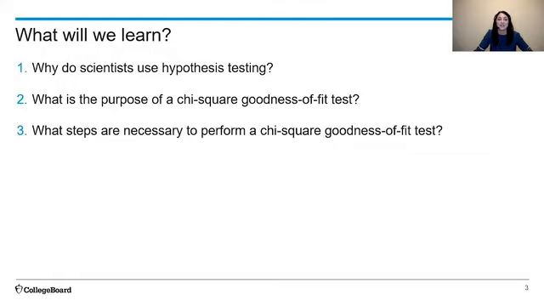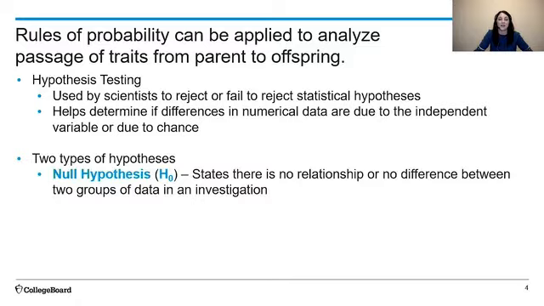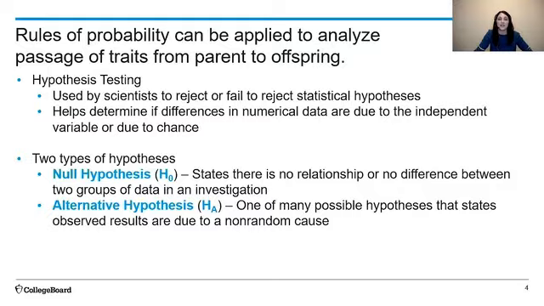All right, so hypothesis testing is used by scientists to reject or fail to reject statistical hypotheses, and it helps to determine if differences in numerical data are due to the independent variable being tested or if they're just due to chance. So there's two types of hypotheses. The null hypothesis states that there is no relationship or no difference between two groups of data in an investigation. So think null means no relationship. The alternative hypothesis is one of many possible hypotheses that states observed results are due to some non-random cause.